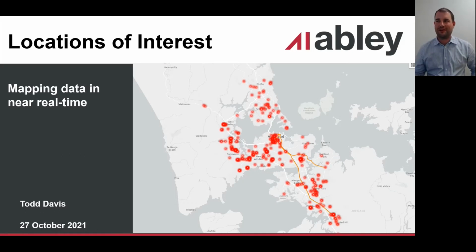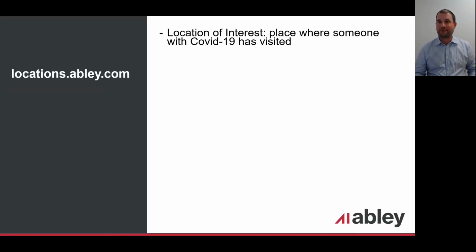Thanks for tuning in today, guys, for the Abley webinar. I'm going to be talking about our locations of interest web map that we've created, showing mapping data in near real time. And I say near real time, it's not exact, but every 5 minutes, new data gets added if it's available. So the site I'm talking about today is locations.abley.com, and it is showing the locations of interest for the COVID-19 locations of interest that are released by the Ministry of Health.